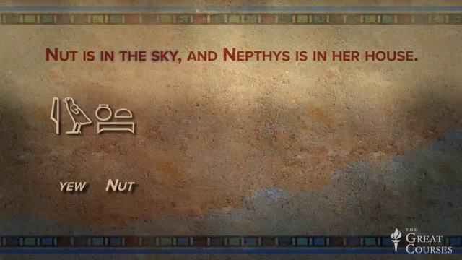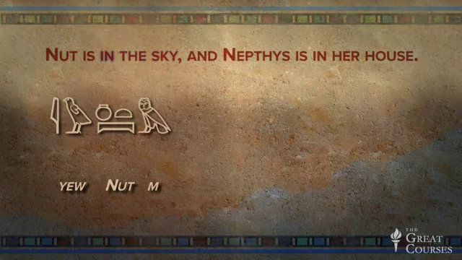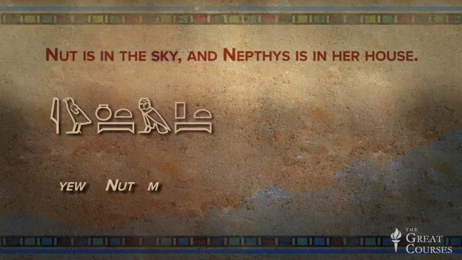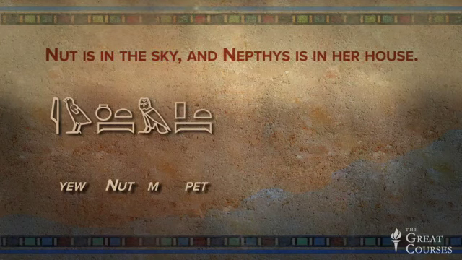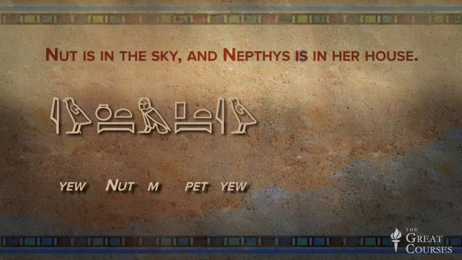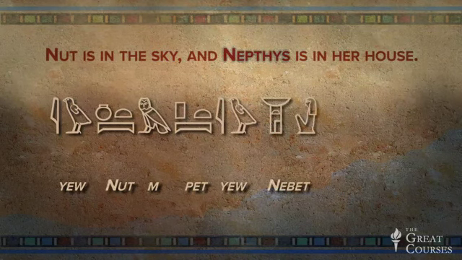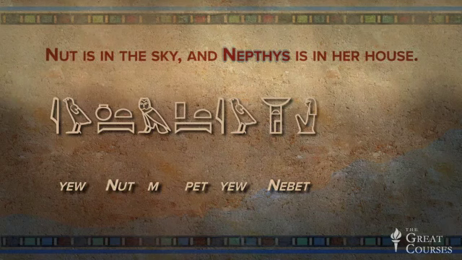Now we need in the sky. In is our owl. Isn't this getting easy? Again, we have two phonetic hieroglyphs and the sky determinative pet. We have a compound sentence, so we can repeat the verb iu. Now we need to add Nephthys. There she is, with her neb sign on top of a shrine and a goddess determinative.